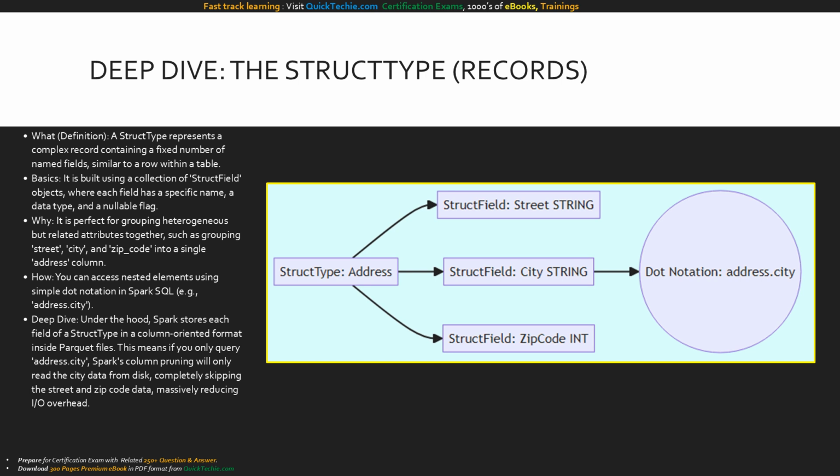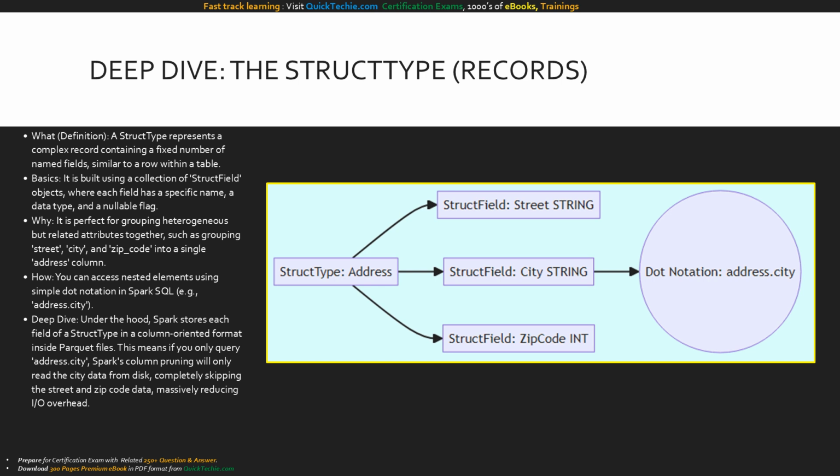Why do we use structs? They are perfect for grouping related, heterogeneous attributes. For instance, instead of having separate columns for street, city, and zip code, you bundle them into a single address struct. How do you query this? It's incredibly user-friendly. You just use dot notation, like address.city.